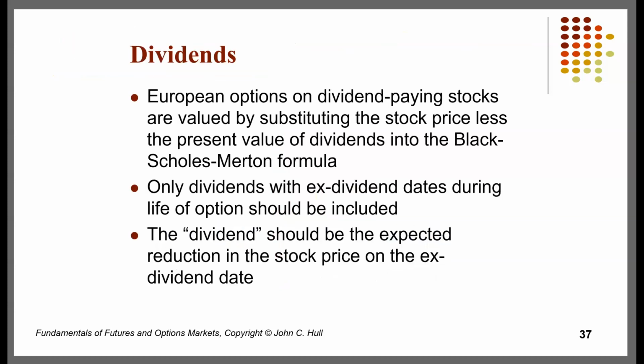All right. How do you adjust for dividends? So far, we're working with European options. European options on dividend-paying stocks are valued by substituting the stock price less the present value of the dividend into the Black-Scholes formula. So in the Black-Scholes formula, you have, say, a call is equal to the stock times N(D1), minus the present value of the strike, e to the minus RT, and then we have N(D2).